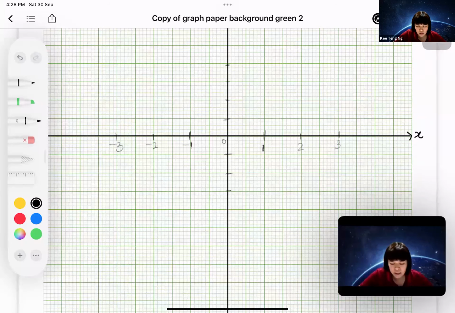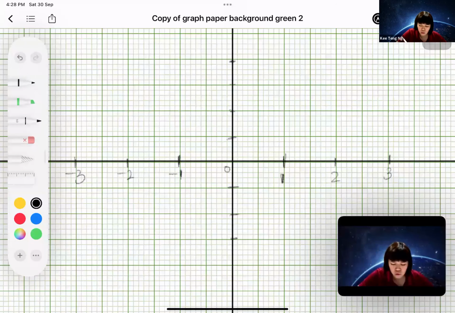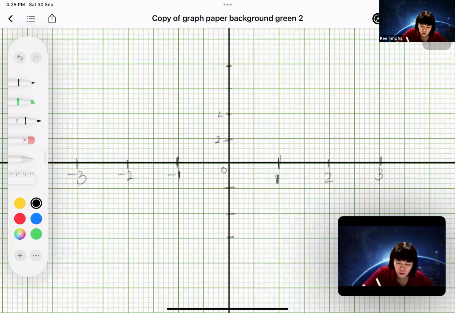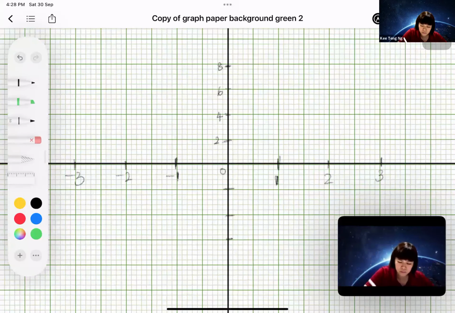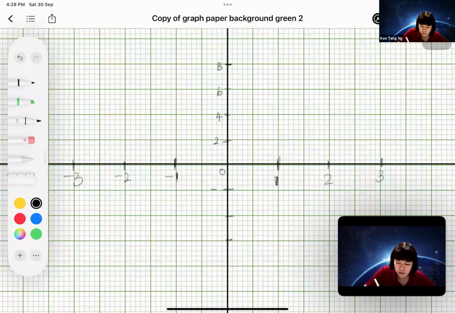Vertical axis, 1 cm is 2 units. So 2, 4, 6, 8. Oops. Then the bottom, -2, -4, -6.